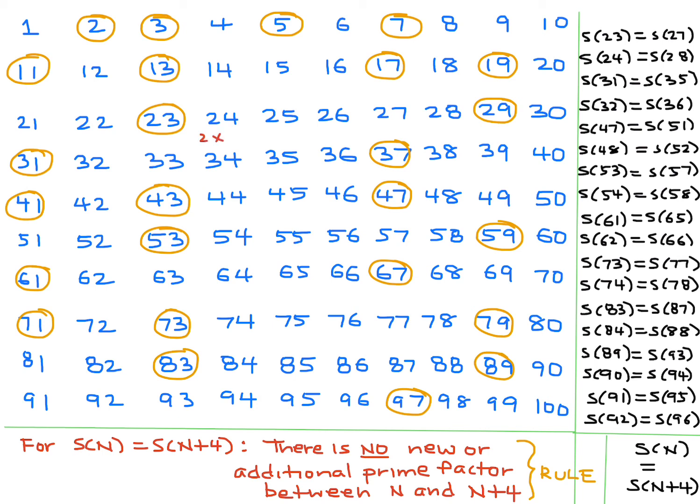24 is 2 times 12. Now, look at the rule again down here, have we introduced any new or additional prime numbers when I went from 23 to 24? And the answer is no. What about 25? It's 5 times 5. Have I introduced any new or additional prime factors? And the answer is yes. It's the first time where I've got 2 5s. Nowhere before were there 2 5s.